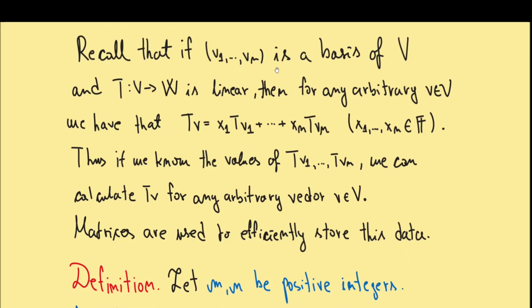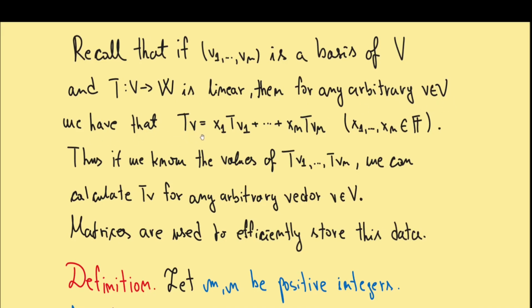Recall that if this list over here is a basis of V and T is a linear transformation that maps elements from V to W, then for any arbitrary v in V we have that T of v is equal to this. Thus, if we know the values of T of v1 all the way to T of vn, so the images of the basis vectors, the values of T acting upon the basis vectors, we can calculate T of v, the value of T of v, for any arbitrary vector in V.